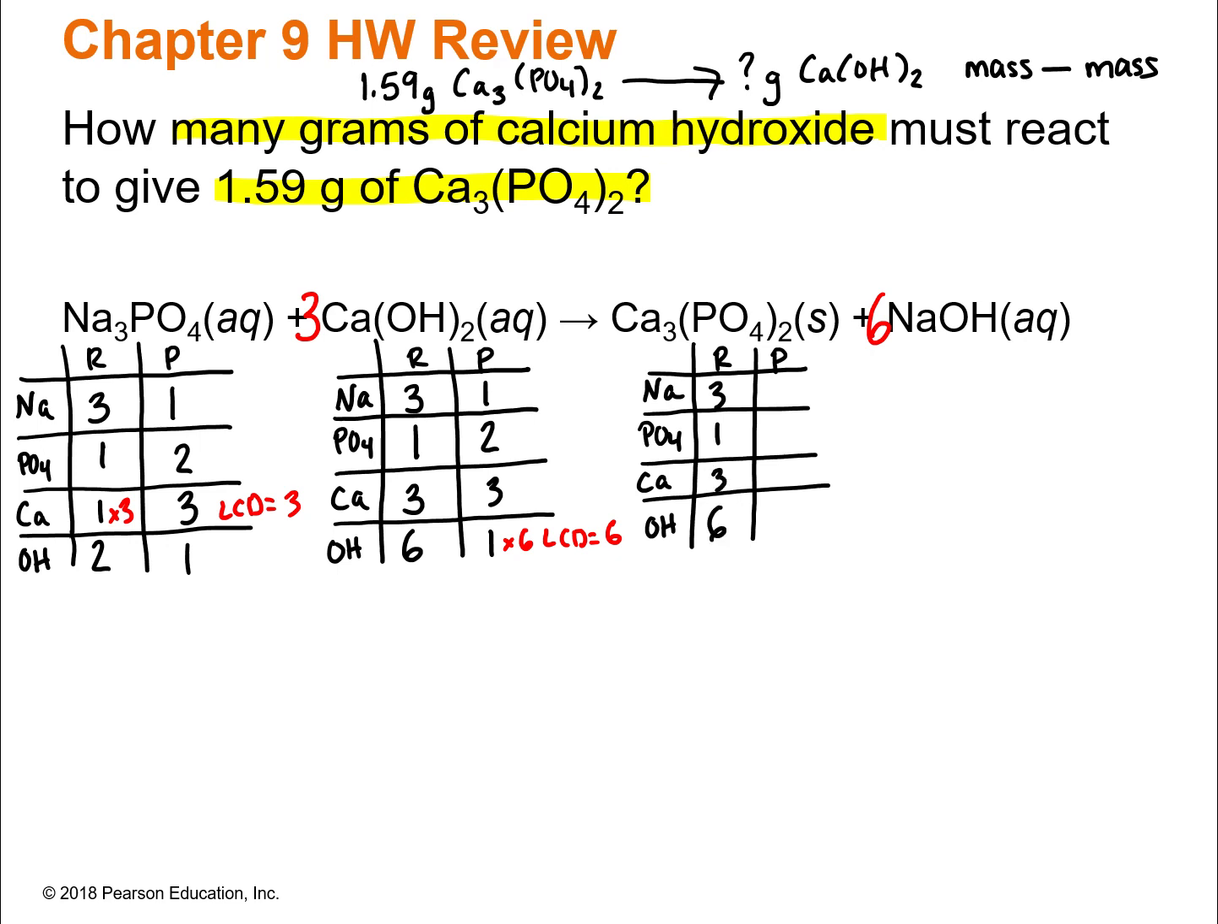Now I'll be a little bit more careful here. I now have 6 sodiums because of that 6 in front of the sodium hydroxide. And 6 hydroxides. We're getting there. Last thing that we have to do to balance this thing is place a 2 in front of the sodium phosphate. And that should handle both the sodium and the phosphate to balance it out.